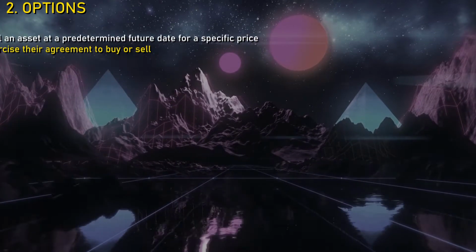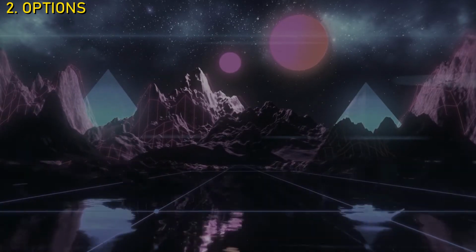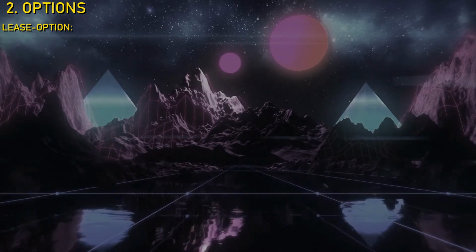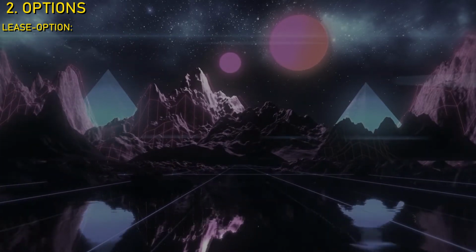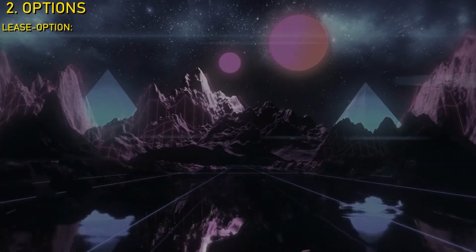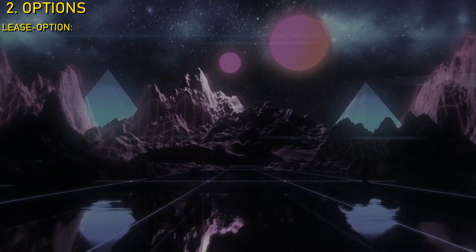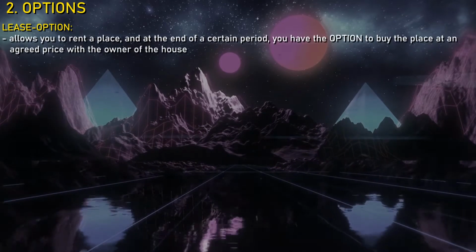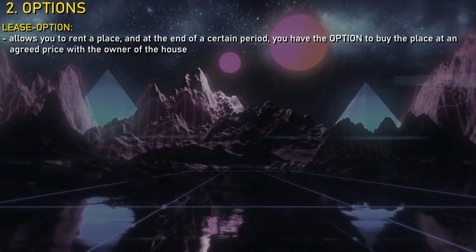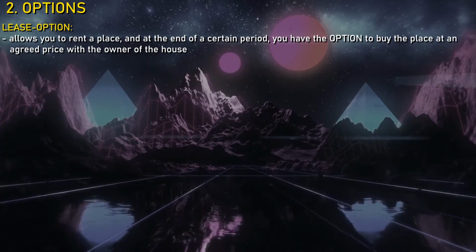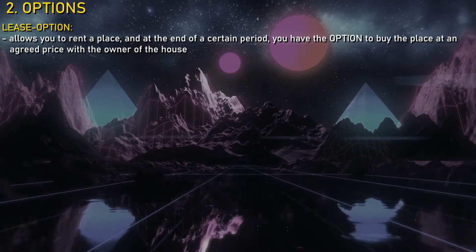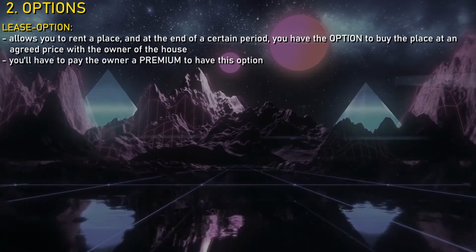I will now sidestep a bit and explain a different instrument called the lease option. If you understand lease options, it will be easier to understand regular options. When you want to rent or buy a house, sometimes you'll stumble upon this lease option thing. What this allows you to do is to rent a place, and at the end of a certain period, you have the option to buy the place at an agreed price with the owner of the house. Obviously, besides rent, you'll have to pay the owner a premium to have this option.